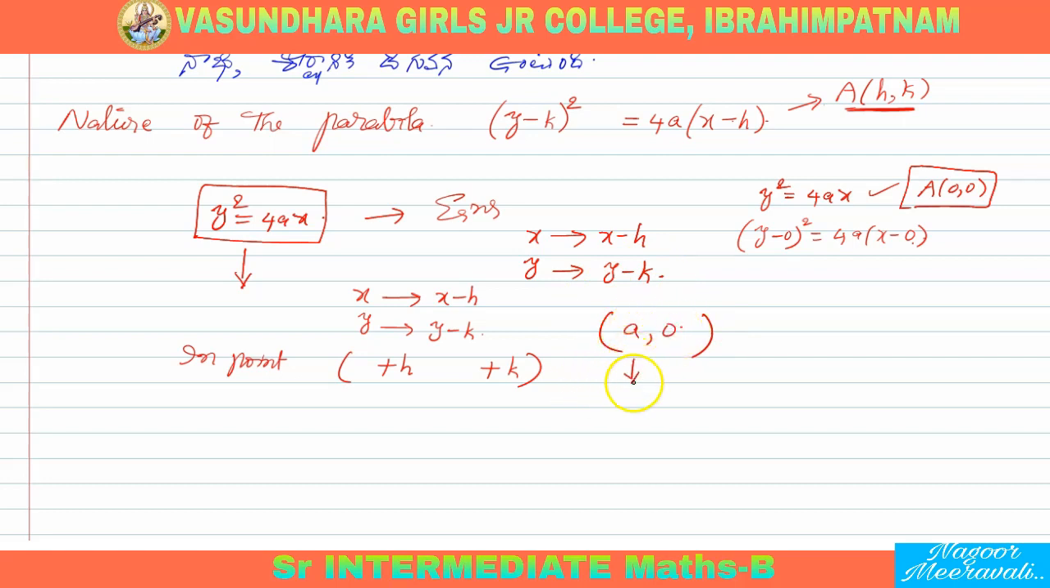Now the x coordinate will be changed by adding h to the x coordinate and adding k to the y coordinate. Okay, so they are the properties.